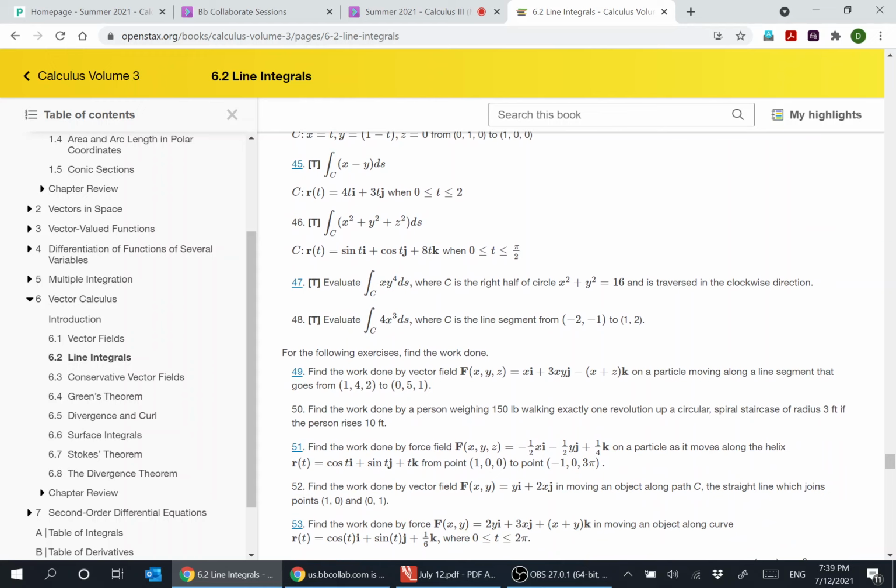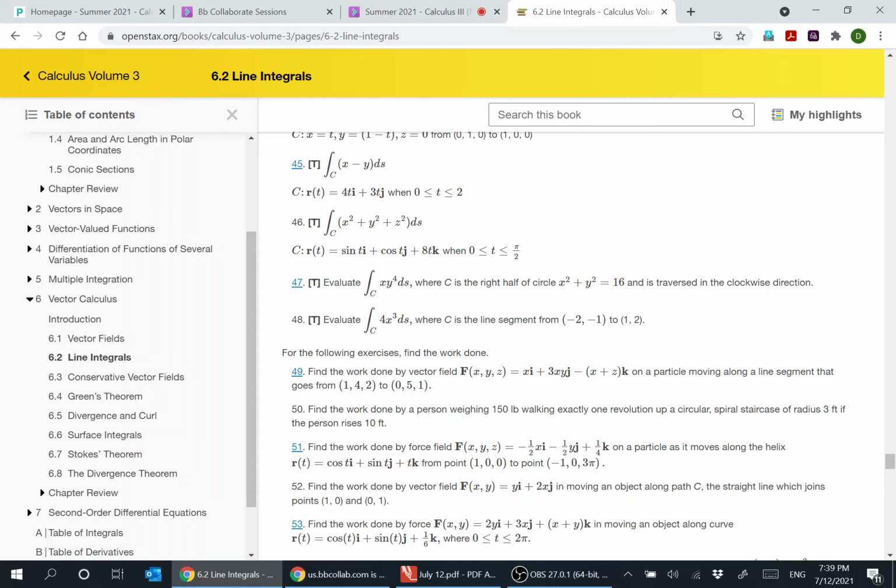Okay, so let's pay attention to this one here. Number 48. Let's evaluate the line integral of 4x to the third ds, where C is the line segment from (-2, -1) to (1, 2). So they gave you the curve as just a description.